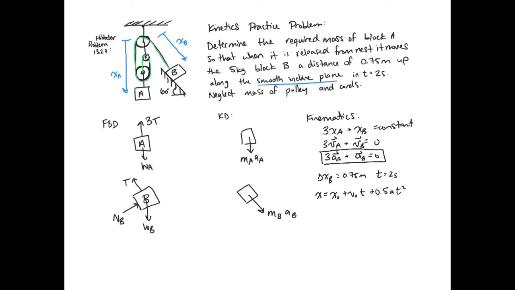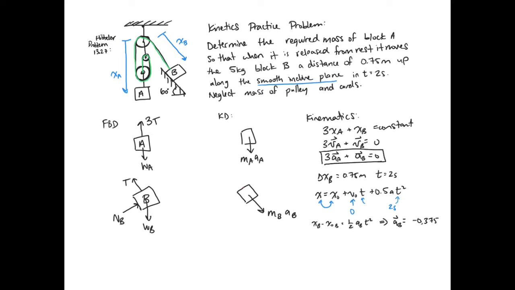Because we already know our delta x, which is x minus x naught. We know our v naught is equal to 0 because our system starts from rest, and we have values for t equal to 2 seconds. So we can actually find our acceleration B right away from this equation. So we end up with XB minus x naught B equals 1/2 AB t squared. And then from here, we find out that AB is equal to negative 0.375.